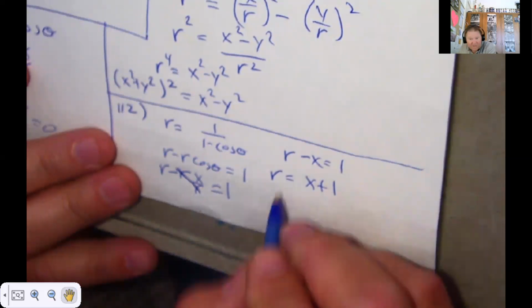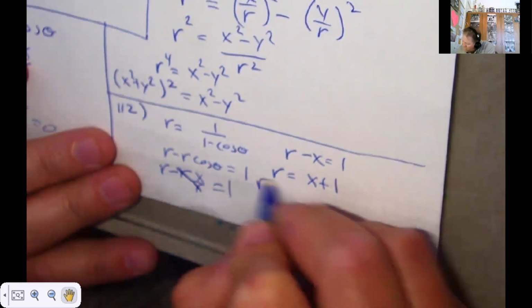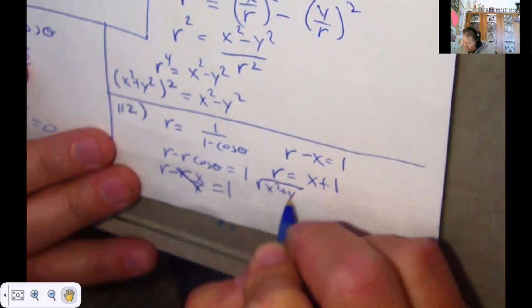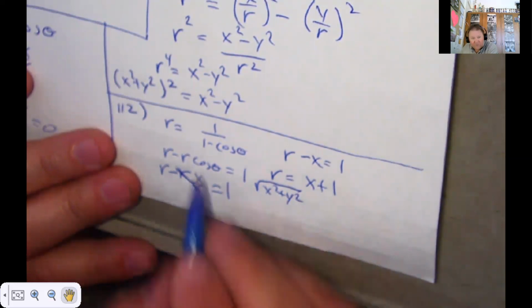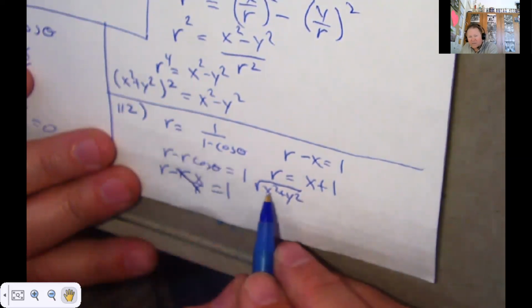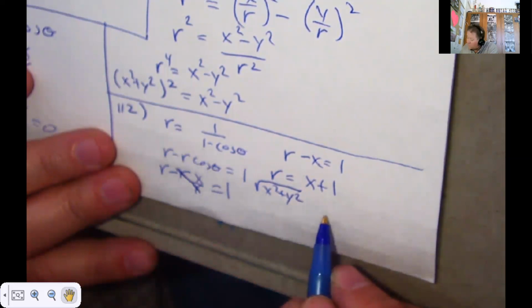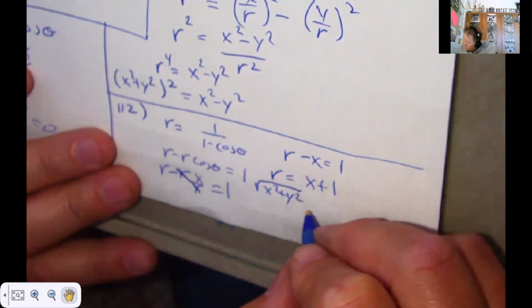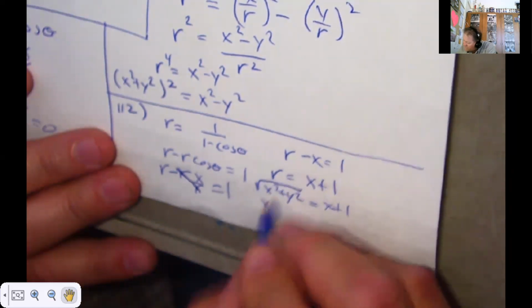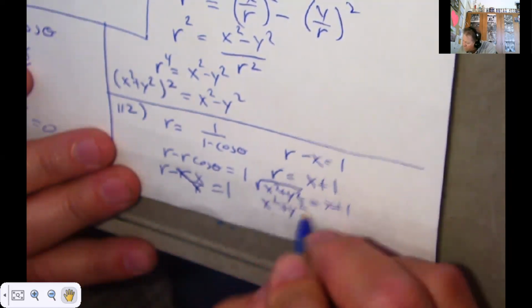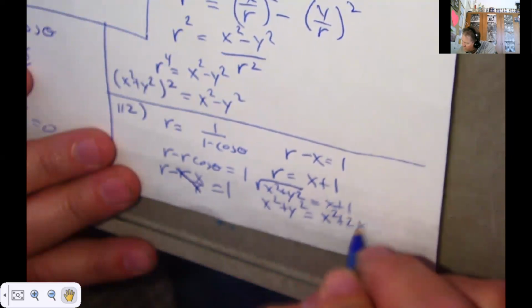Okay, let's go ahead and change r to the square root of x squared plus y squared, because remember, everything has to be in terms of x and y for it to be converted to rectangular form. Like the other one, where everything has to be in terms of r and theta. In this one, you have to give everything in terms of x and y. So this is going to be the square root of x squared plus y squared equals x plus 1. And if you square both sides, that'd be x squared plus y squared is equal to x squared plus 2x plus 1.